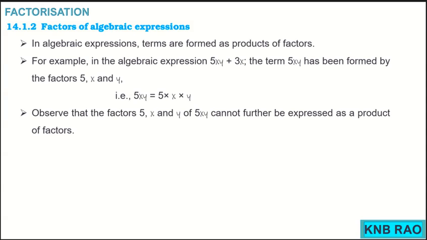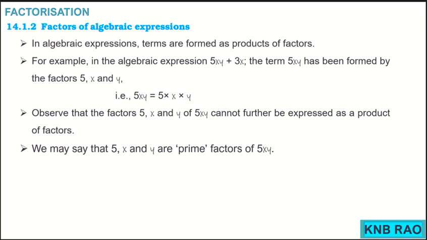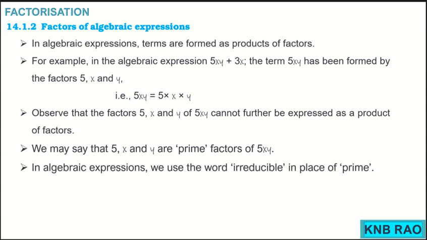Now observe that the factors 5, x and y of 5xy cannot be further expressed as a product of any other factors. So that's why we say 5, x and y are the prime factors of 5xy. But instead of the word prime, we will use an alternative term, irreducible. In the place of prime, I'll use the word irreducible.